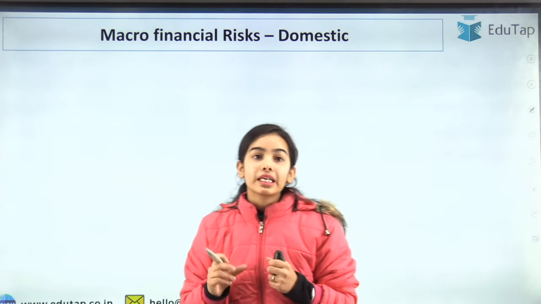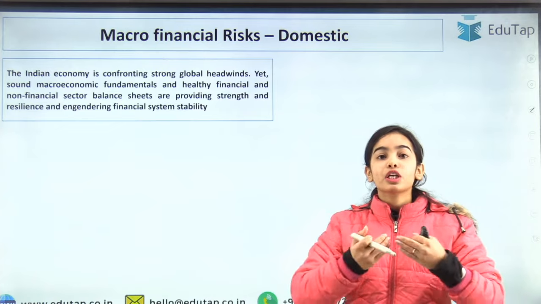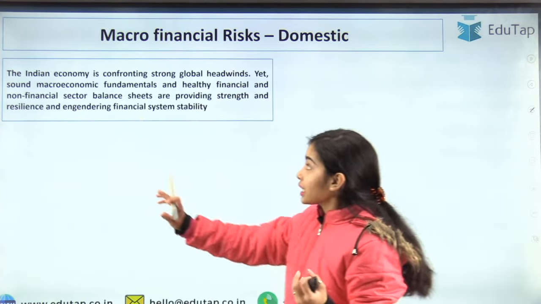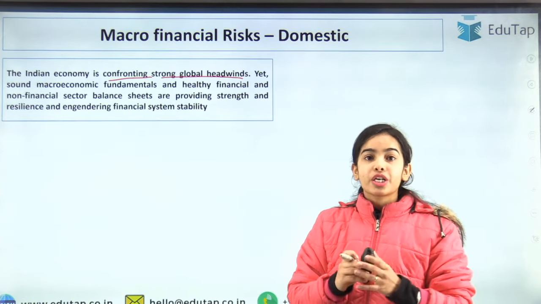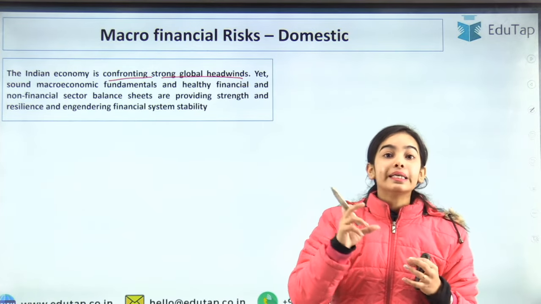Coming to the domestic Indian economy, what is happening is that the Indian economy is also confronting strong global headwinds, of course, as the global economy includes the Indian economy. The problems of the Russia-Ukraine war and COVID were suffered by the Indian economy also.